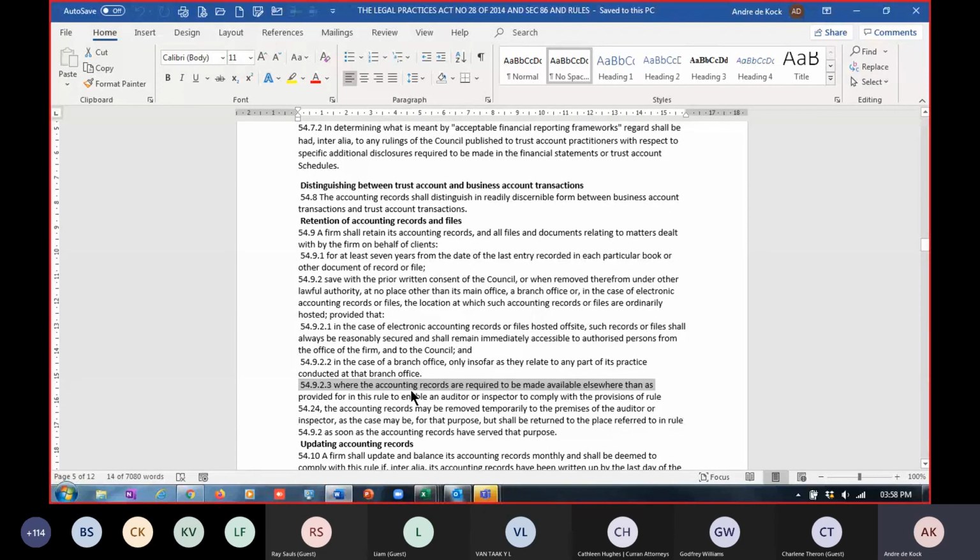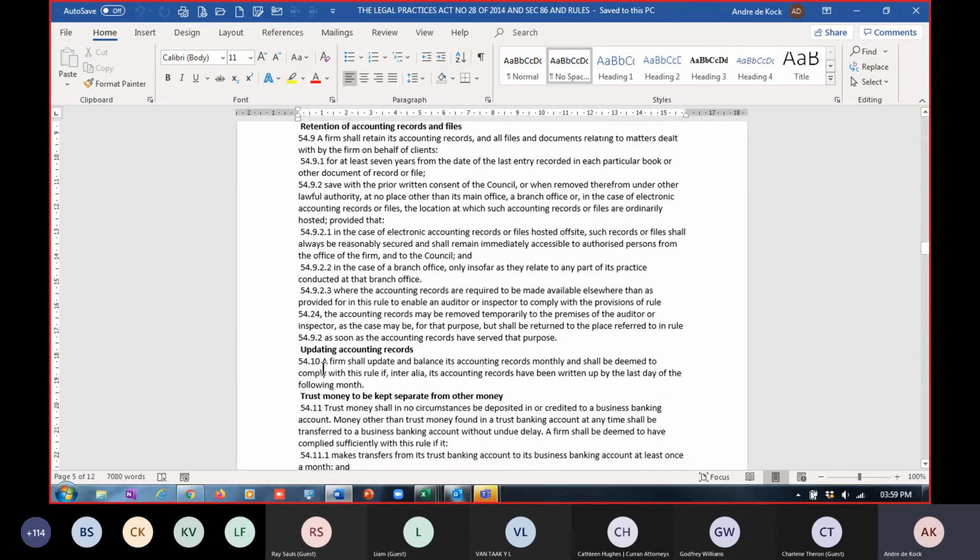Now, where must they be kept? Where the accounting records are required to be made available elsewhere than as provided for in this rule to enable an auditor or inspector to comply with the provision of this rule, the accounting records may be removed temporarily to the premises of the auditor. Okay, so that's it.